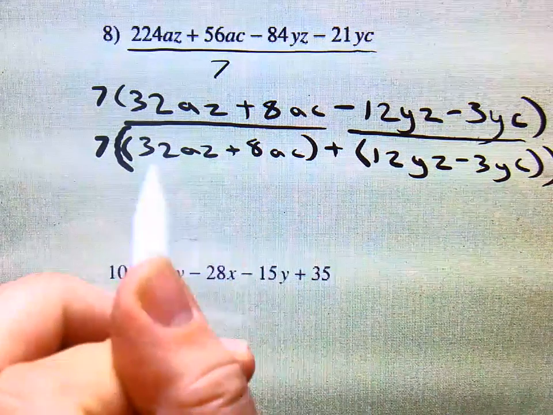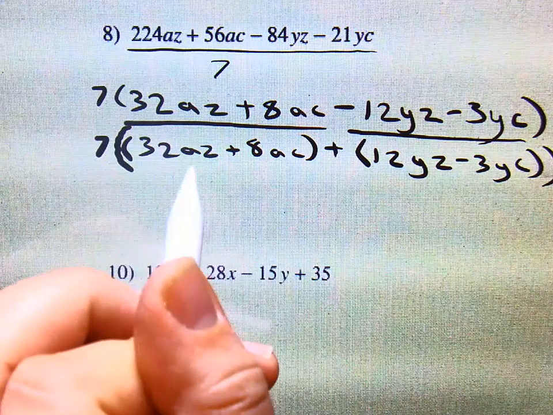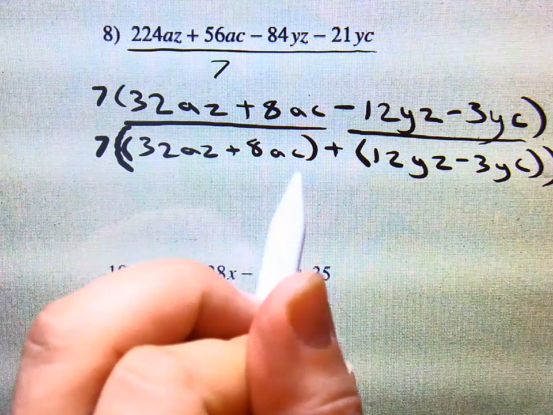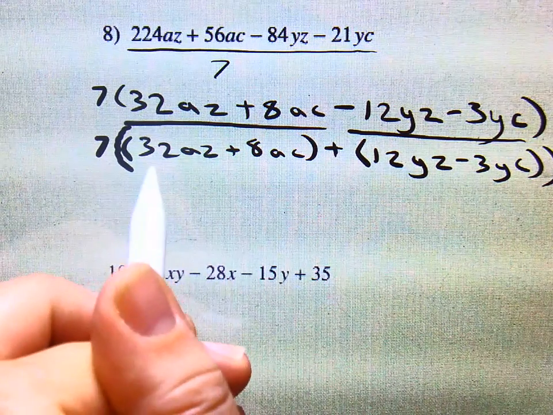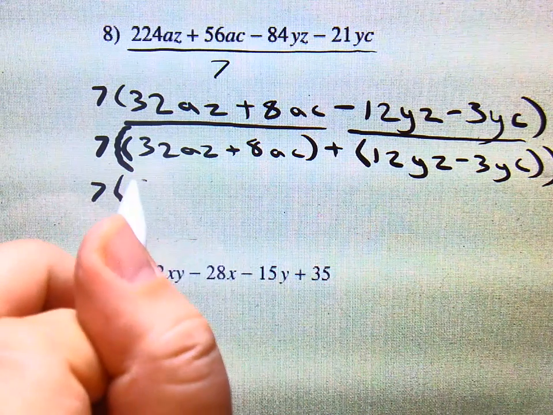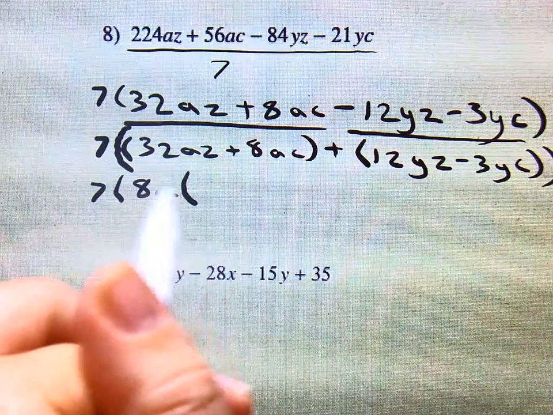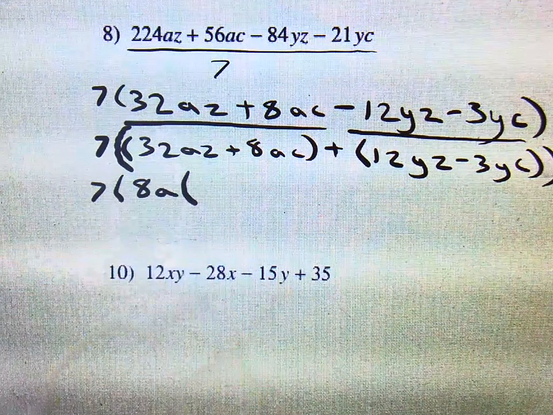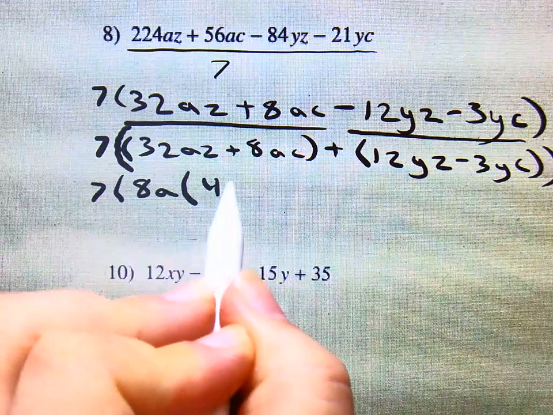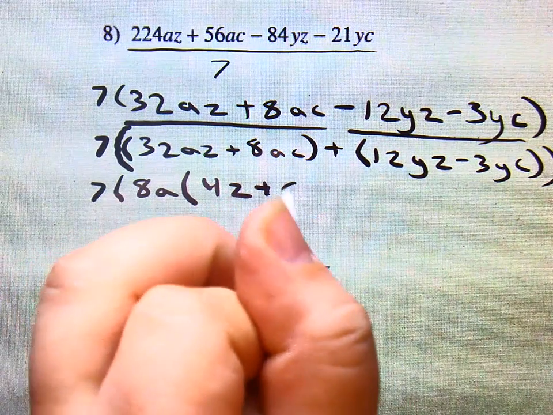What can I pull out of here? Well, 8 can go into 32 and there's a common A. So I'm going to divide everything by 8A. So my 7 stays there. I'm going to have an 8A out here that I'm factoring by. That gives me a 4Z plus C.